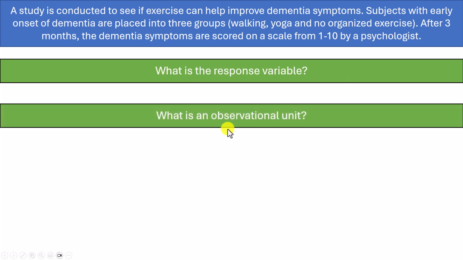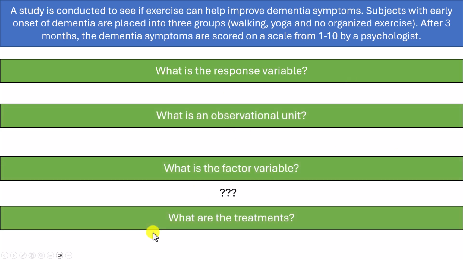What is the response variable? What's the observational unit? What is the factor variable? And then finally, what are the treatments? Okay, so pause the video and give that a shot.